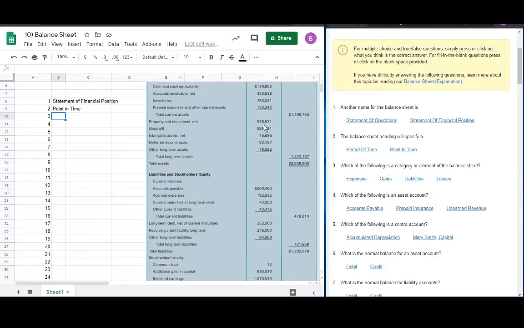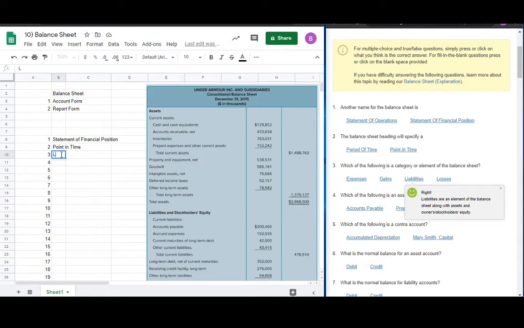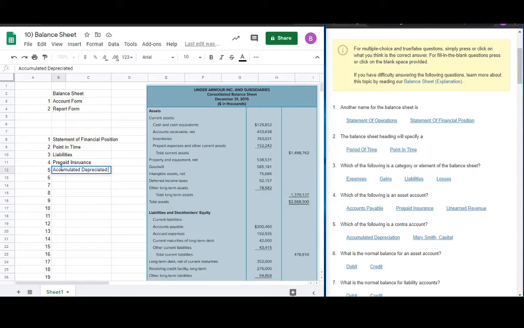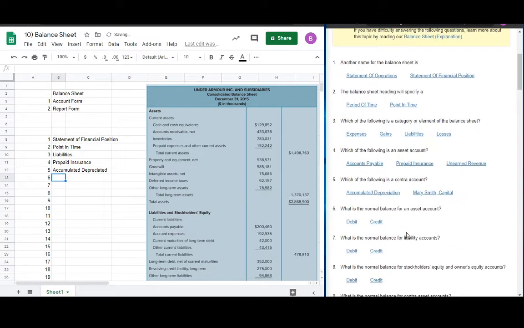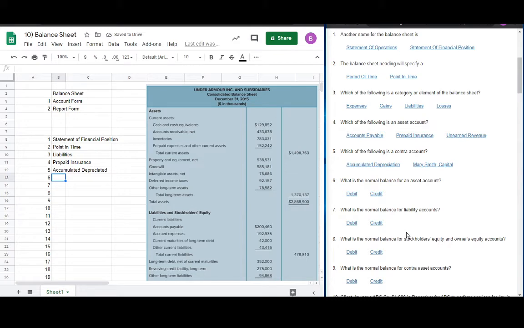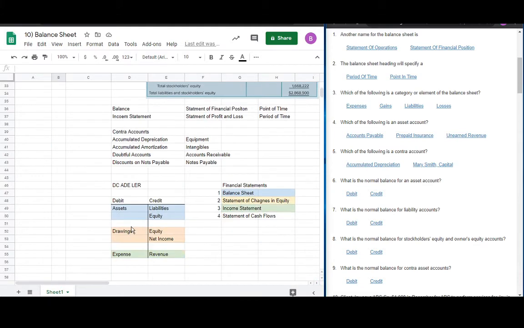Number 3, which of the following is a category or element of the balance sheet? Liabilities. Diba? Liabilities. Number 4, which of the following is an asset account? Prepaid insurance. Other prepaid includes prepaid rent, prepaid advertisement. Number 5, which of the following is a contra account? It is accumulated depreciation, where its normal balance is a credit, and this is offset in a equipment account. Number 6, which is the normal balance of an asset account? It is a debit.